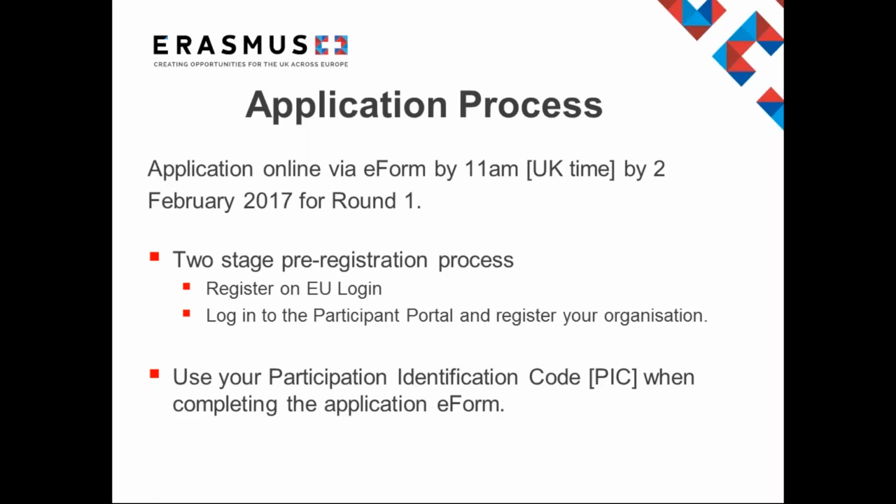Before you start completing the application form, you will need to make sure that you have registered with the European Commission portal system. You will need to register on EU login. You will need to create a personal account, and then log in to the European Commission participant portal and register your organisation. Once you have registered your organisation, you will receive a unique participation identification code. This is commonly known as the PIC code or PIC number, and you will need to input this special number when you start completing the online form.